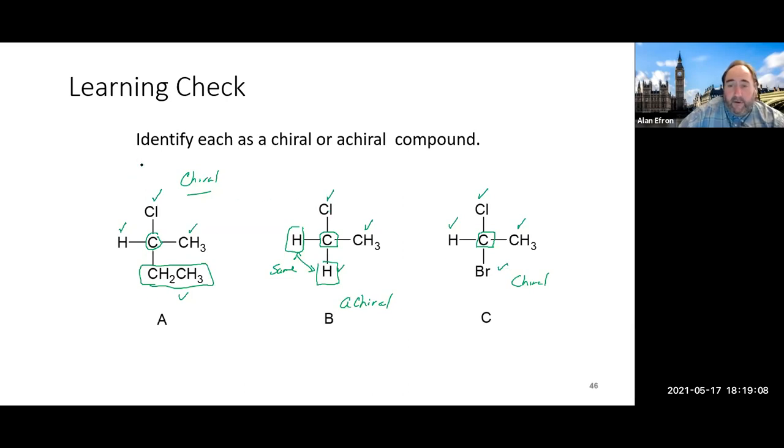Now, in terms of mirror images, we would expect this guy to not superimpose on its mirror image. We would expect this guy to superimpose on its mirror image. And we expect this guy, like the first one, not to superimpose on its mirror image. Any question on any of those 3 there?